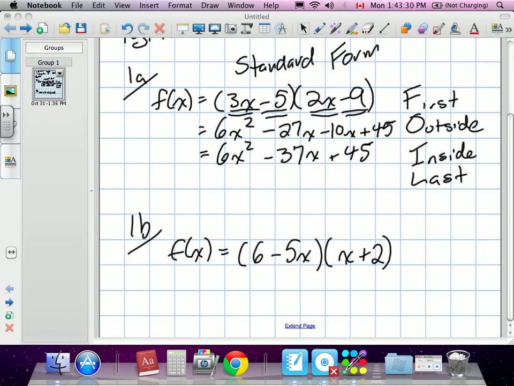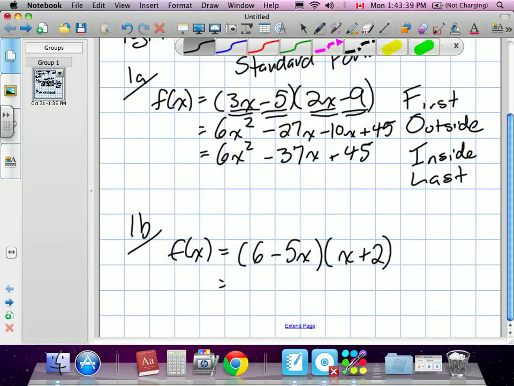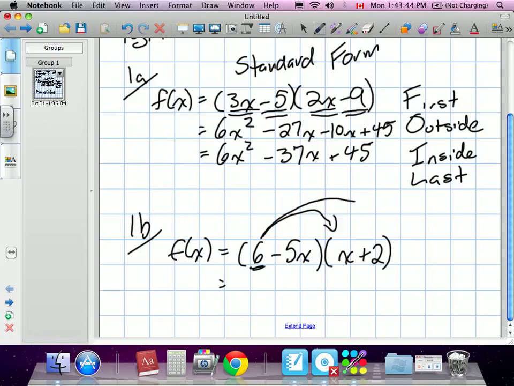Okay, same idea. This is 1b. It says to put in standard form. Instead of using the FOIL method, we're going to use the rainbow method. Same idea. We're going to take 6 and multiply it by both of the terms in the other bracket, which will give us positive 6x plus 12. And then we're going to use negative 5x and multiply it by both terms in the other bracket. Negative 5x times x will give us negative 5x squared. Negative 5x times 2 gives us negative 10x.